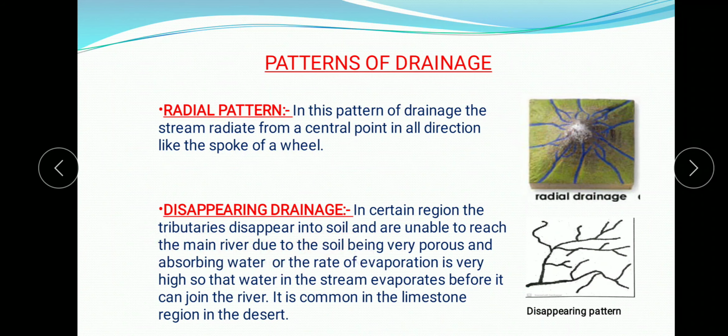Disappearing drainage. In certain regions, the tributaries disappear into soil and are unable to reach the main river due to the soil being very porous and absorbing water, or the rate of evaporation is very high, so that water in the stream evaporates before it can join the river. It is common in the limestone region and in the desert.